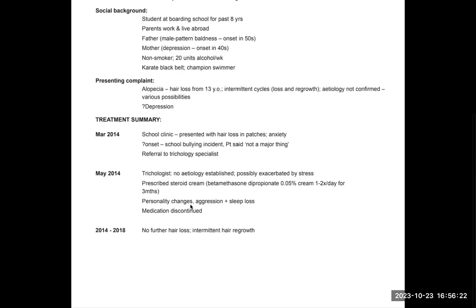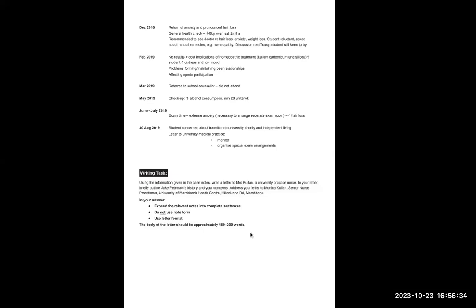So we prescribed steroid treatment, betamethasone, for 3 months. Personality changes, aggression, sleep loss, medication discontinued. So he was having some personality changes, there was aggression, and there was loss of sleep, and medication was discontinued. Then 14 to 18, that means in the next 4 years, no further hair loss, intermittent hair regrowth. So that means everything became fine. So he was all fine.